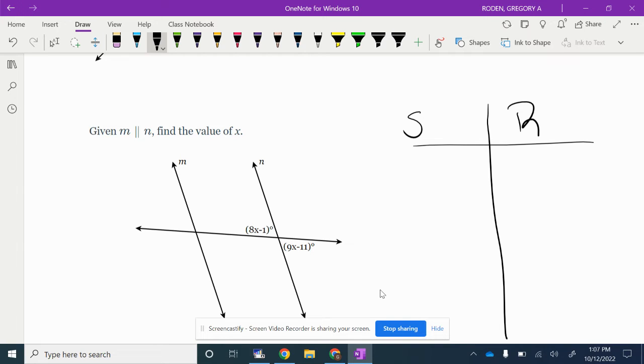Grady. Why are you guys laughing? Grady is a perfectly fine name. Why do you guys call him Gavin? His name is Grady. All right.